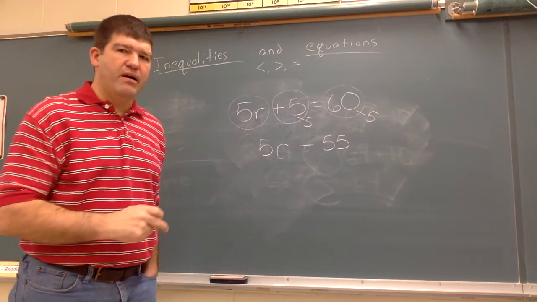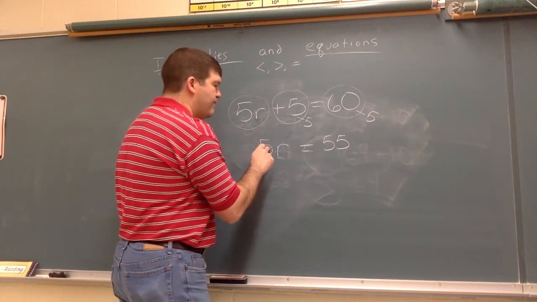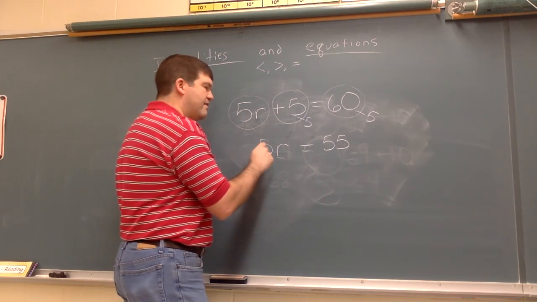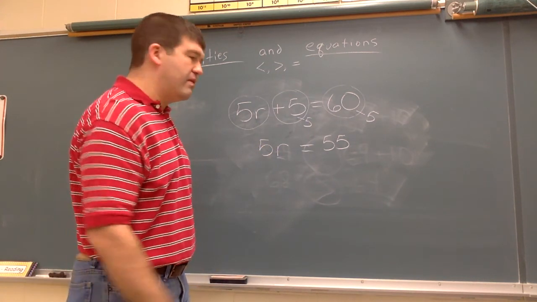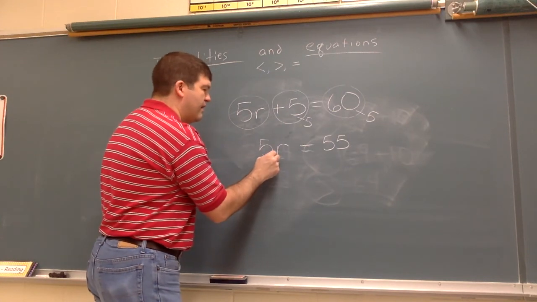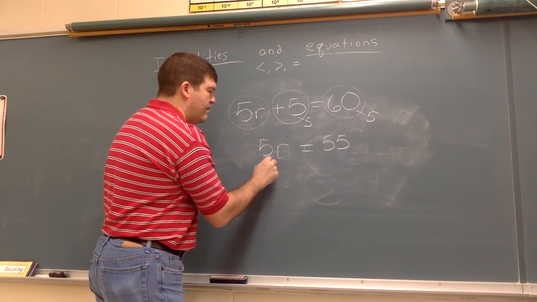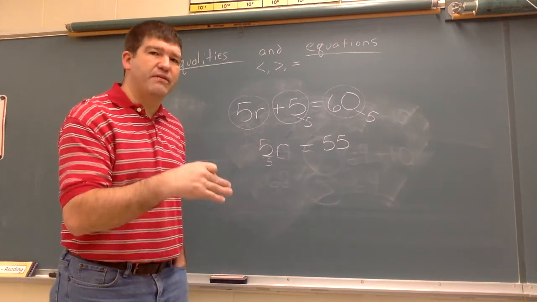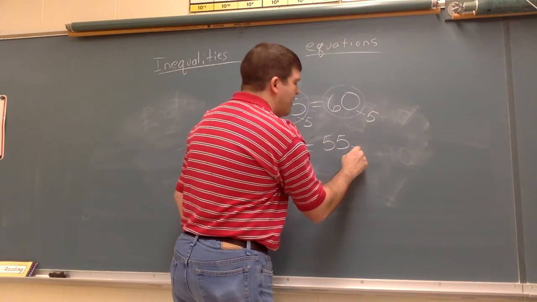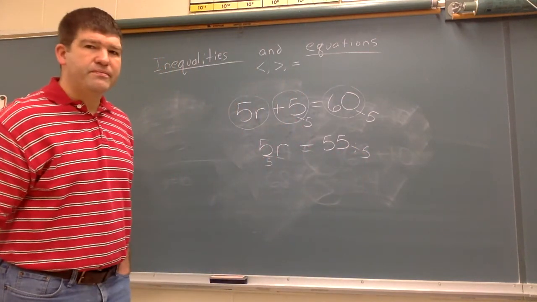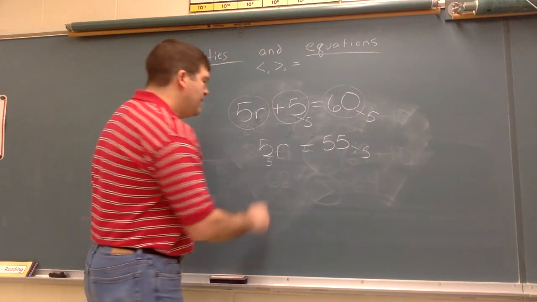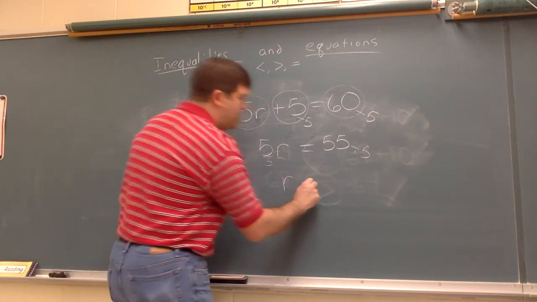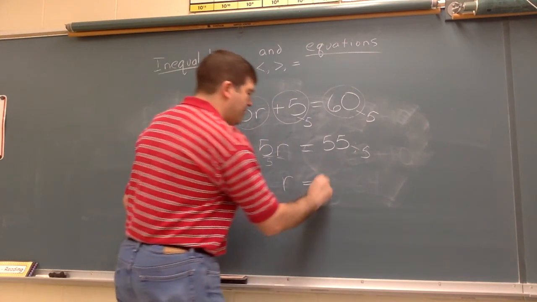Okay, I'm getting closer to where this side is just r. I just want this to be r. Now, this is 5 times r. So if I want to get rid of this 5, I have to divide it by 5. Because it's times 5, I have to do the opposite. I have to divide this side by 5, and then I have to divide this side by 5. So 5 divided by 5 is 1, which leaves me with just r, equals 55 divided by 5, 11.